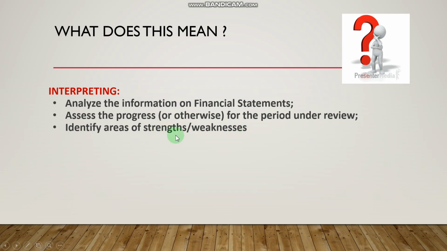These strengths are something that we have done well. We know we've done well. We must continue doing that. Weaknesses: where did we go wrong? What did we do that has contributed to us not doing so well? And then we need to take steps to try and rectify that.